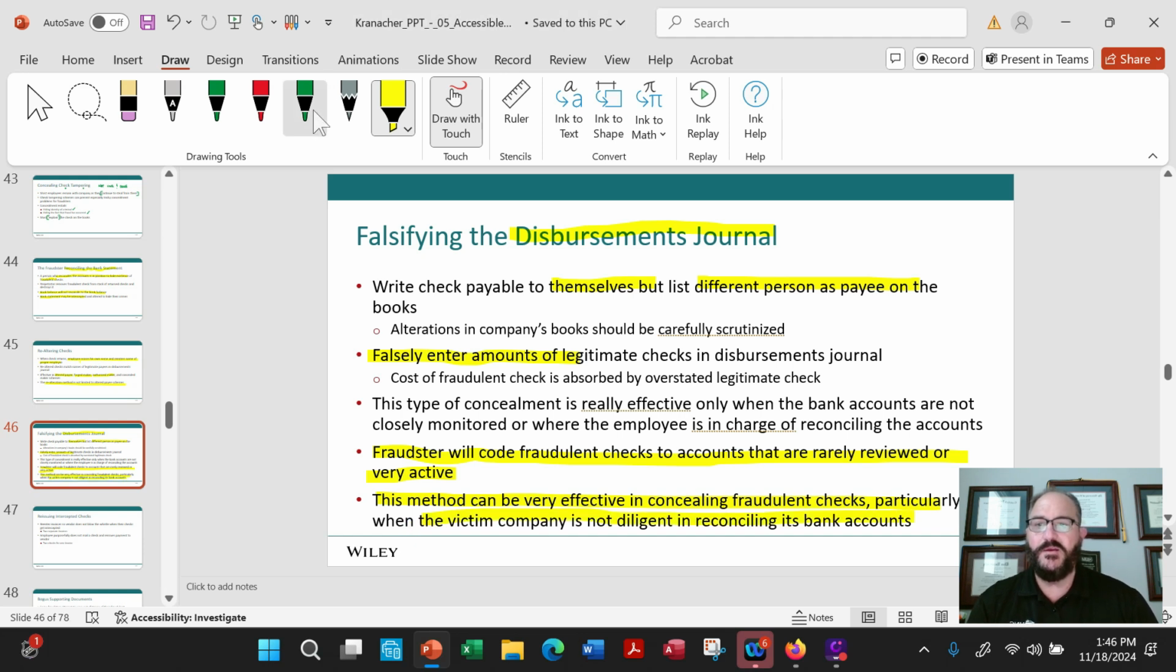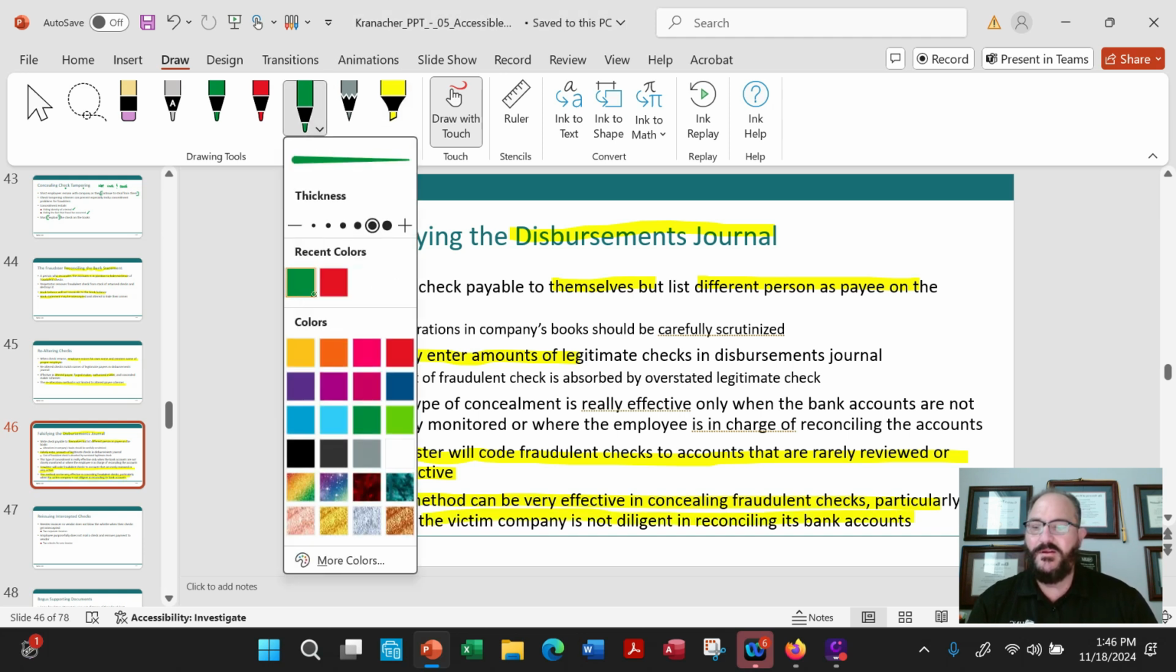Again, we're going to go back up here. Not diligent in what? And if I can find my pen, I'll tell you. What did I do with it? Hold on. Oh, found it.